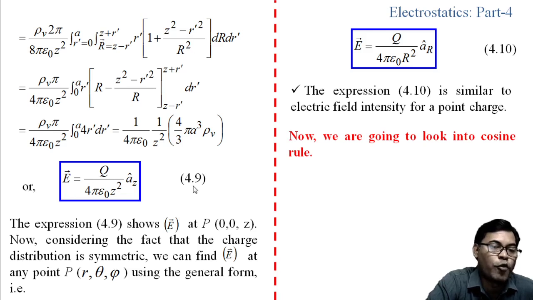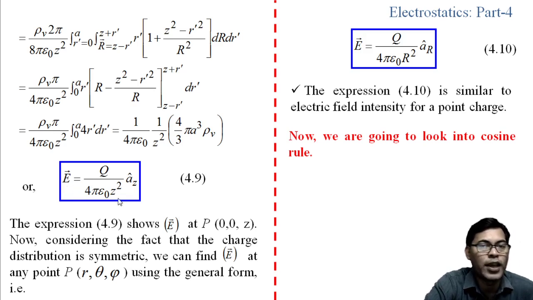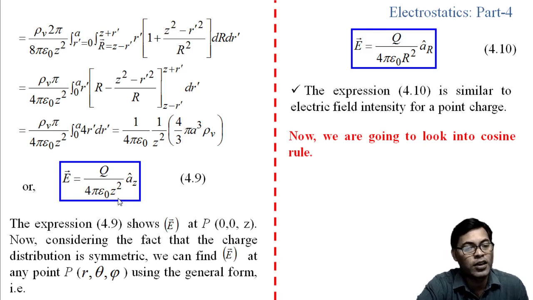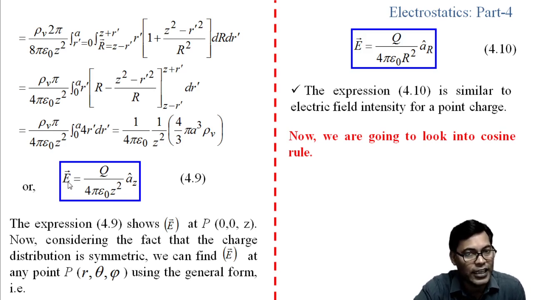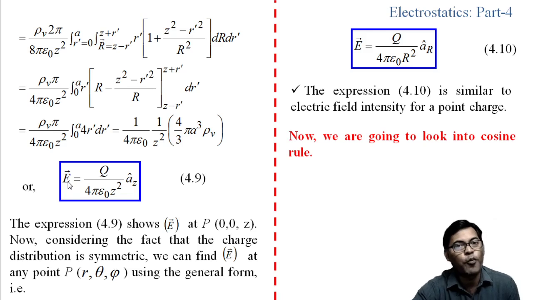So by solving that equation we will get expression 4.9, which shows the electric field intensity E equals Qy by 4 pi epsilon naught z square az. That expression 4.9 shows the electric field intensity E at the point P equals 0, 0, z, or you can consider 0, 0, h.